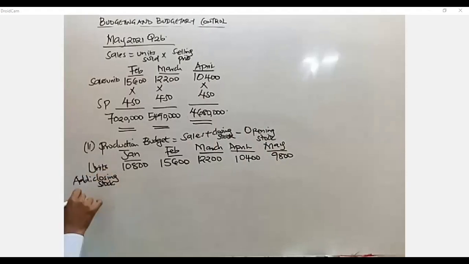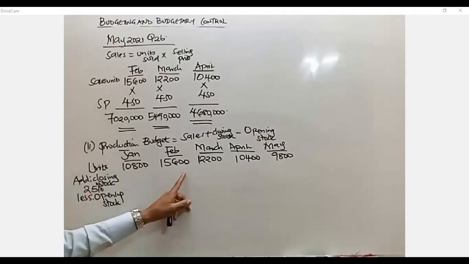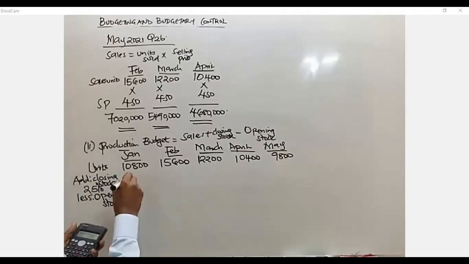Then we less our opening stock. There is additional information that says inventory of finished goods at the end of every month is equal to 25% of the sales estimate for the next month. So in this case, we are talking about 25% of the sales of the next month. To get January, it will be 0.25 times 15,600. Here I get 3,900.